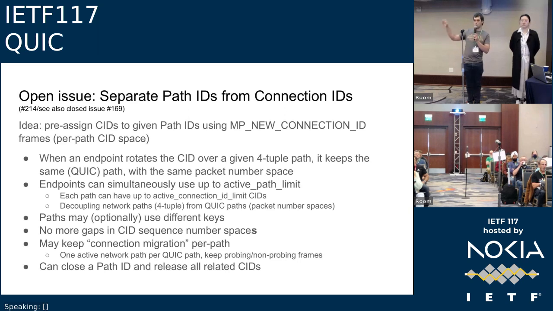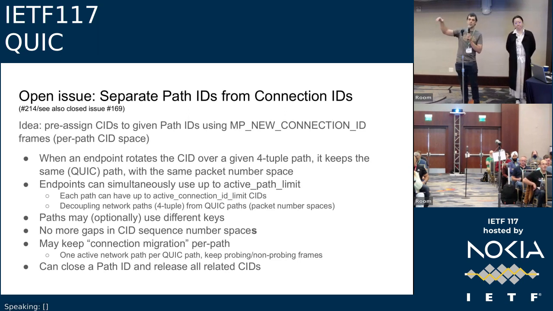So we can define a transport parameter stating the maximum number of active paths that you can have, and then you specify the number of connection IDs that you can have for each path identifier. And so this decouples the four-tuples, so the network paths, from the QUIC paths, which actually correspond to packet number spaces.